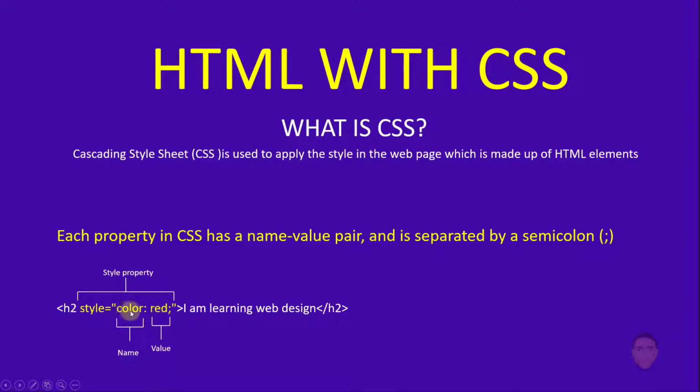So apart from just specifying the color, we can also add other names and values. That is separated by a semicolon. You can see I ended that red with a semicolon, and if I wanted to add more names and values, I would do so after the semicolon, but still inside the quote. We're going to see that in practice anyway.